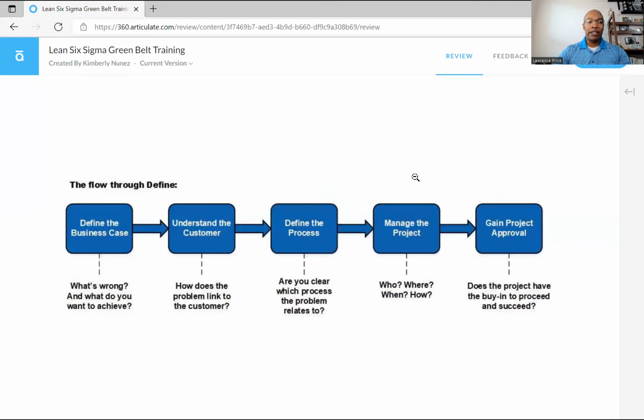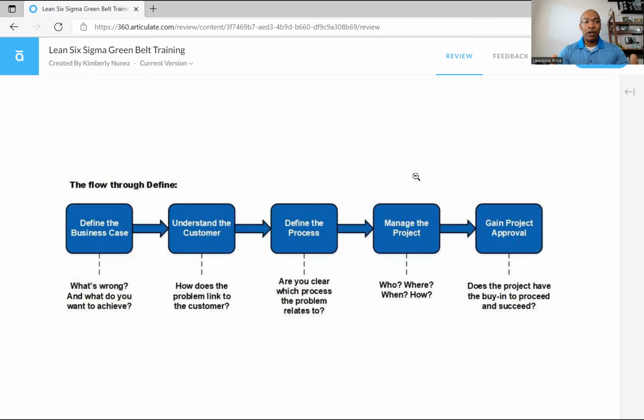So here you see an overview of the things that we talk about in the define phase. Several things that you would normally do as a Lean Six Sigma practitioner in this phase: you want to define the business case, so basically what's wrong and what it is that you're looking to achieve. You really want to make sure that you begin to understand your customer. So how does the customer think about the process or the problem that you're looking at? You want to define the process. Are you really clear about what's going on?